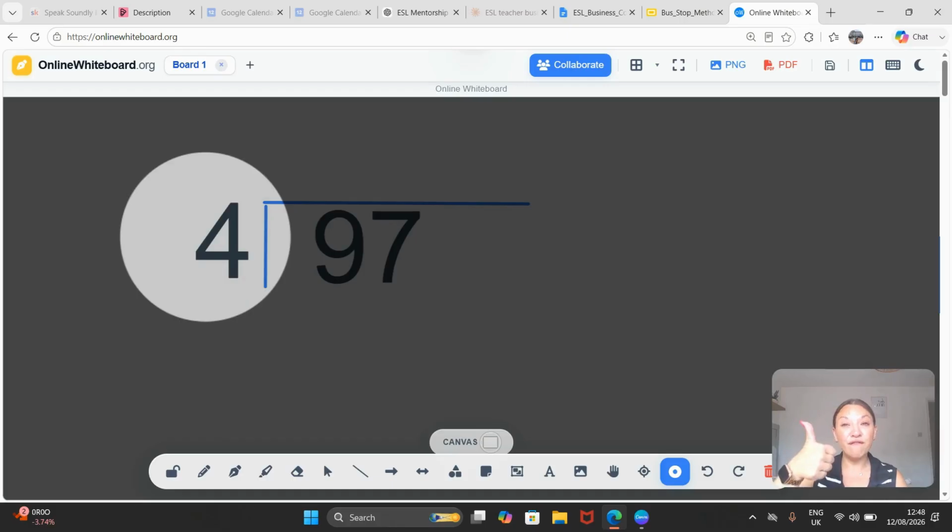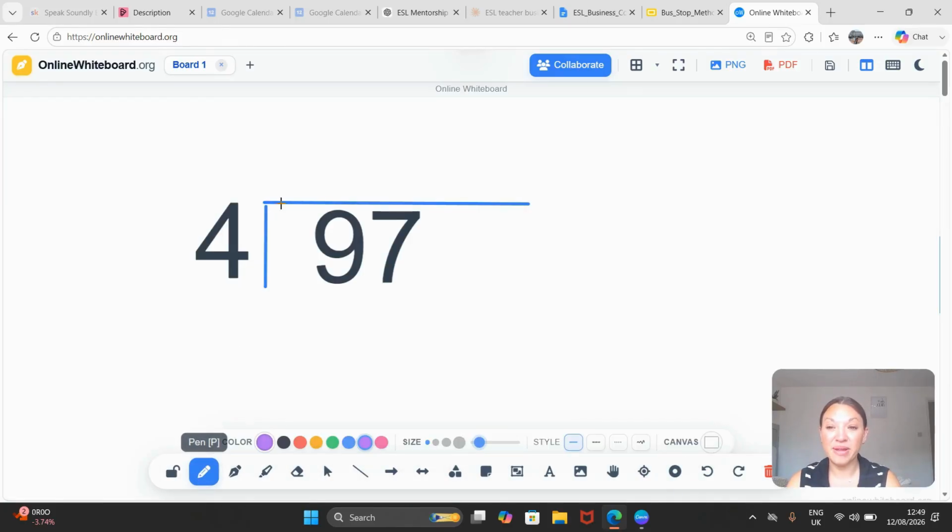So we go 4, 8, 12. Ooh, 12's too many because it's more than 9. So we're going to go for 2. It goes into it twice. But again, we've got that little remainder. So 4 goes into 9 twice, 2 times, okay?